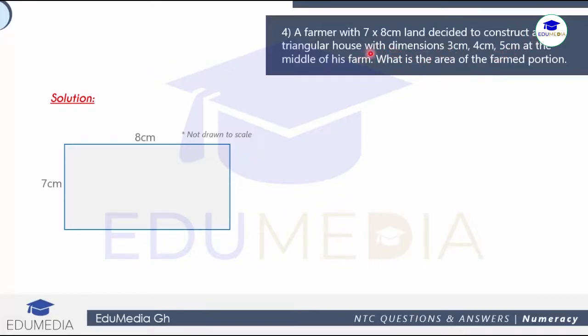He said he wants to construct a triangular house with dimensions 3 centimeters, 4 centimeters, and 5 centimeters at the middle of his farm. The question has even given us a clue that a triangular house means it is going to be a triangle. Some questions might even be silent about this. They will just give you the dimensions 3 centimeters, 4 centimeters, and 5 centimeters, and you should be able to know that these three values form a triangle. But the question was very explicit, giving us a tip there: triangular house. So we need a triangle at the middle of his farm.